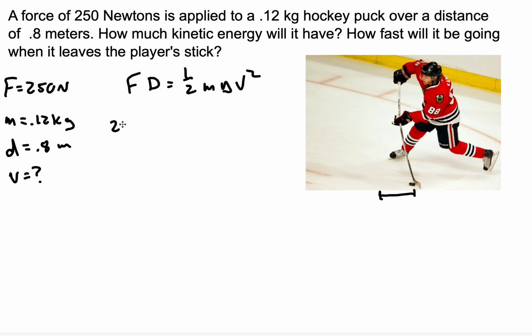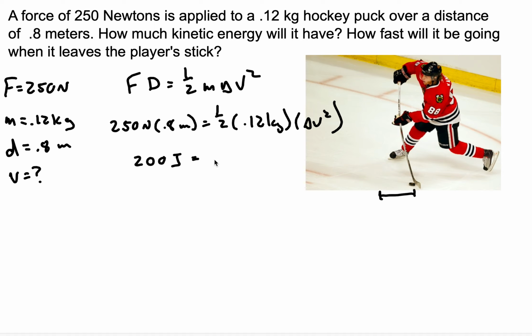So here we have a force of 250. We have a distance of 0.8. Then we have 1/2. Then the mass of the puck is 0.12 kilograms times change in v squared. And I could just put velocity squared because the starting speed is 0, right? So 250 times 0.8, that should be 200, unless I did something wrong. 1/2 times 0.12, that should be 0.06.